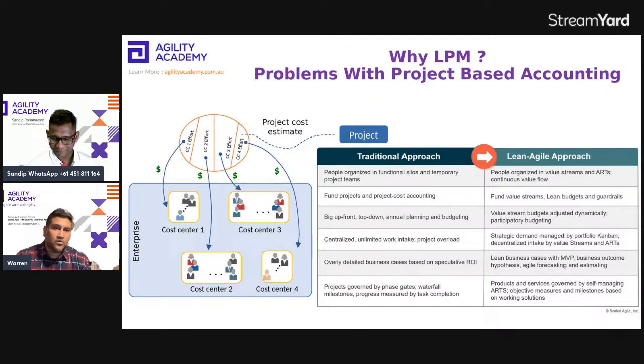The good thing with lean portfolio management is, like any other agile cadence that all the other competencies talk about, there are periodic checkpoints.